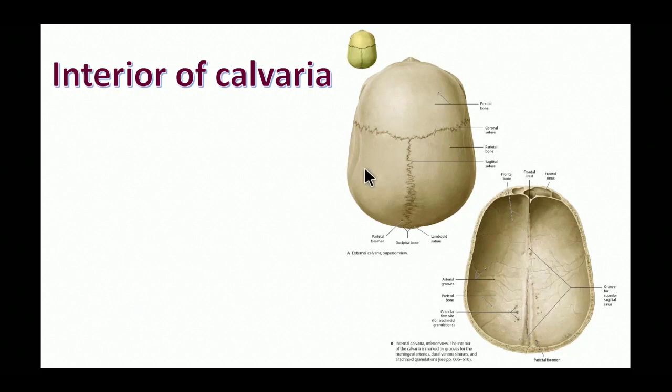This is the external aspect which we have seen already in the norma verticalis. Here you are able to see the coronal suture and the sagittal suture. Now, we will concentrate on the internal aspect. Mainly in the internal aspect, what you are able to see is the impression of the superior sagittal sinus. The superior sagittal sinus is present within the dural fold, which is called the falx cerebri, so this makes an impression. And in the front, what you see is the frontal crest.